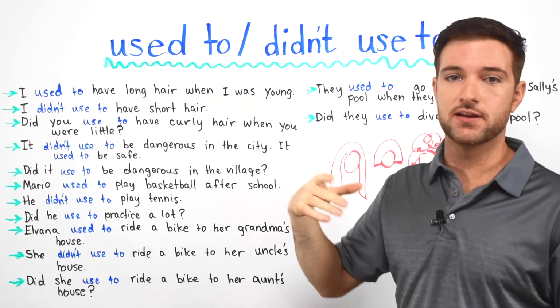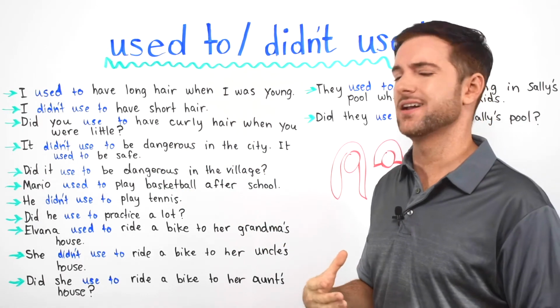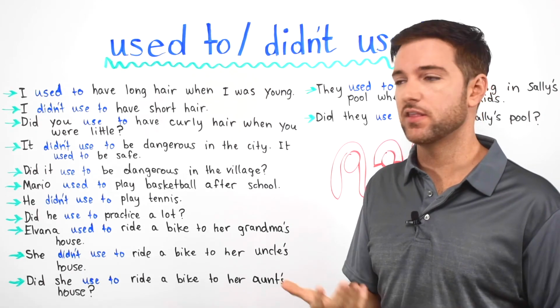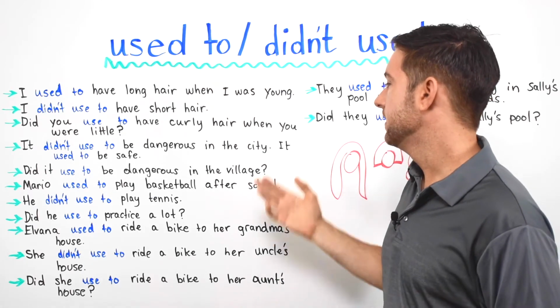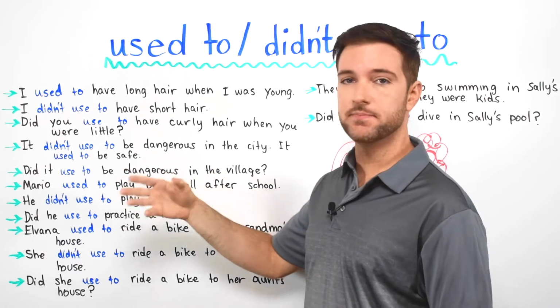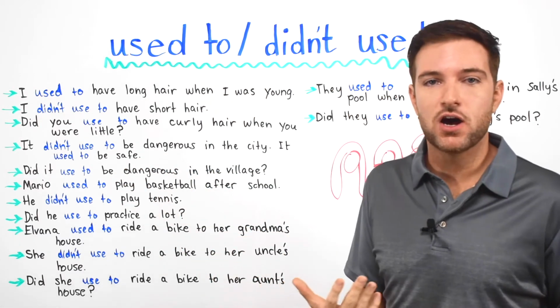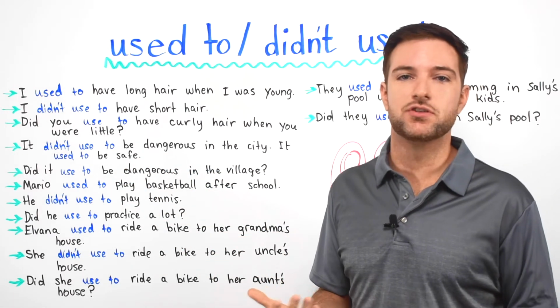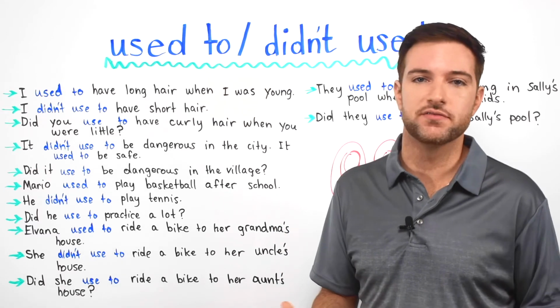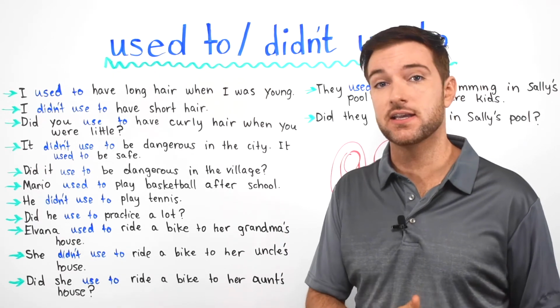Dangerous is when there's a lot of crime, maybe there's a lot of kidnappings or thieves or something like this. But it used to be safe, meaning you could go out and you can feel confident that nothing will happen to you. You feel safe. Nobody's going to hurt you. Nobody's going to take anything from you.